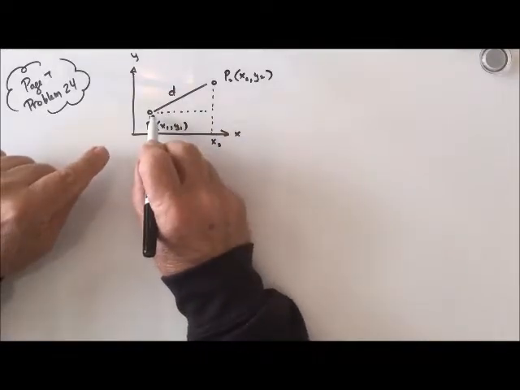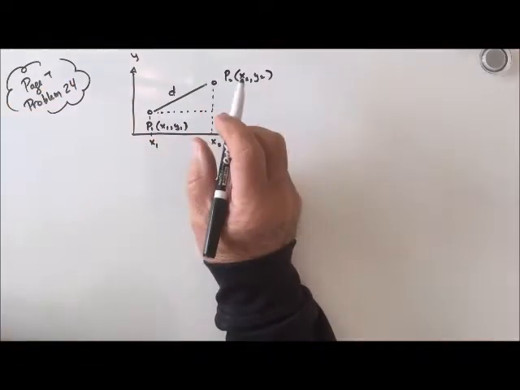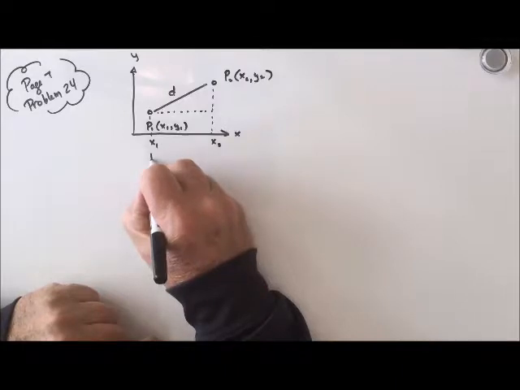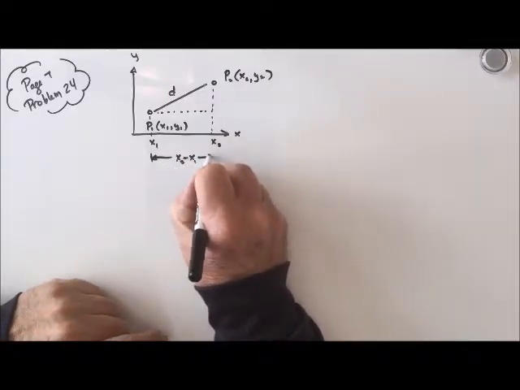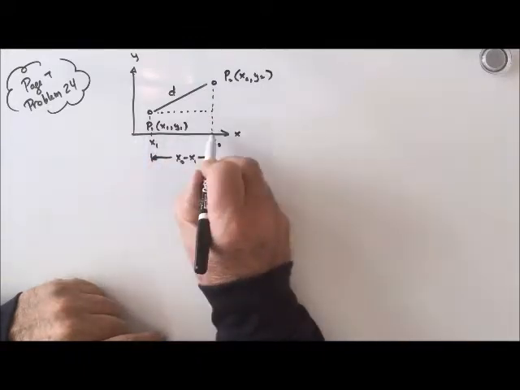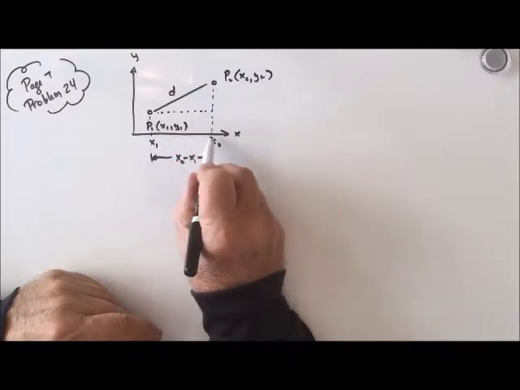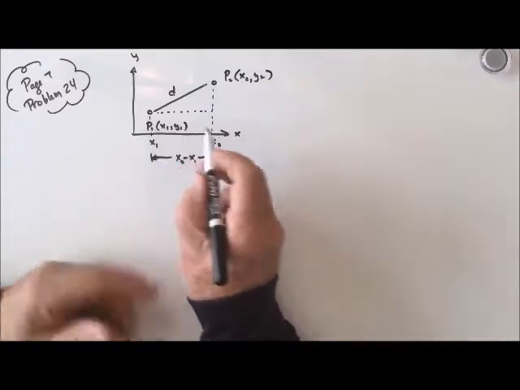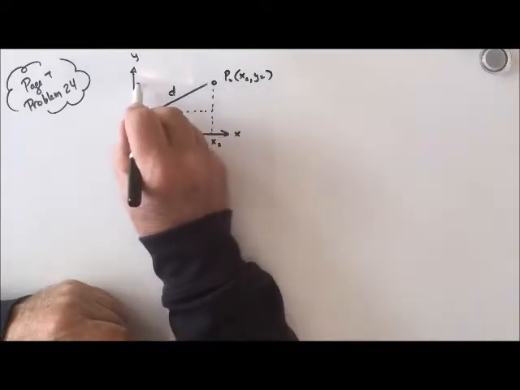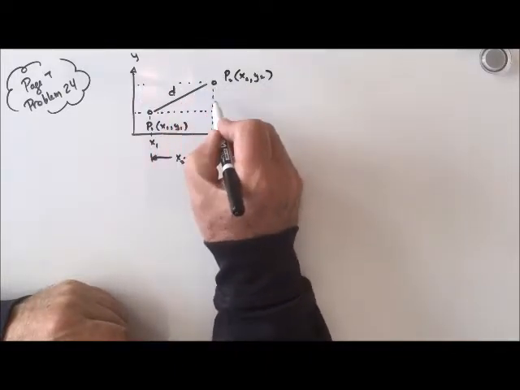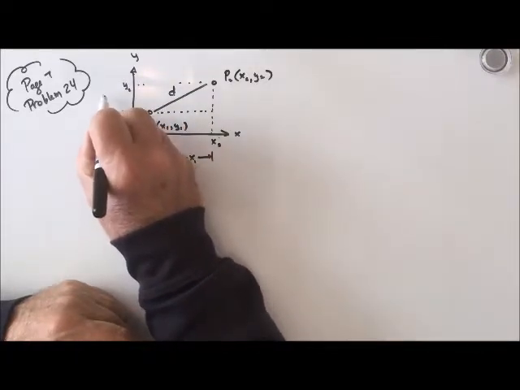And this length along the x-axis from here to here, this side of this triangle, if you will, is x2 minus x1. Now, the distance from the origin to here is x2, the distance from the origin to here is x1, so this distance is this minus that, x2 minus x1. And in the same way, this distance is the difference between y2 and y1.